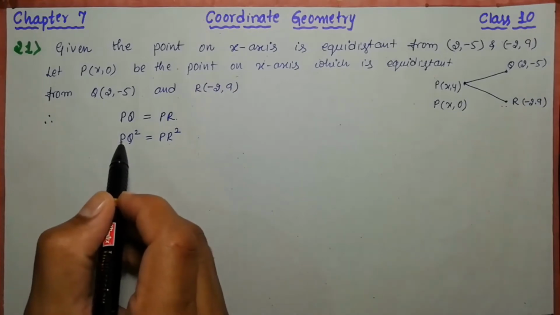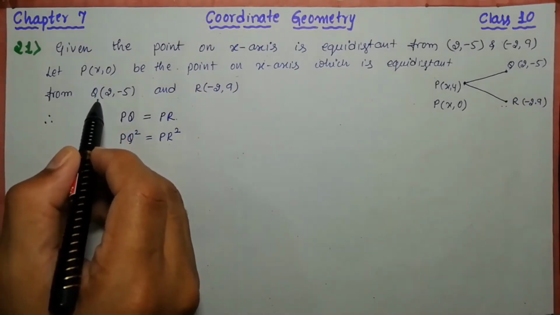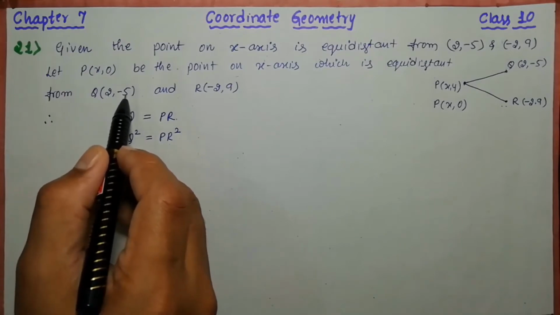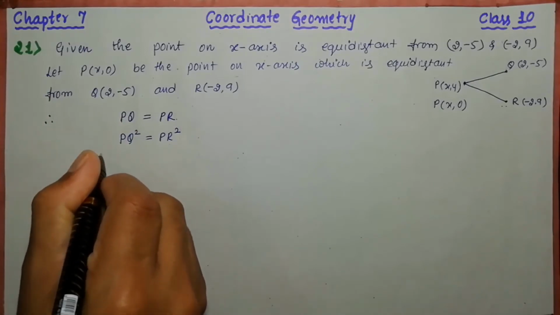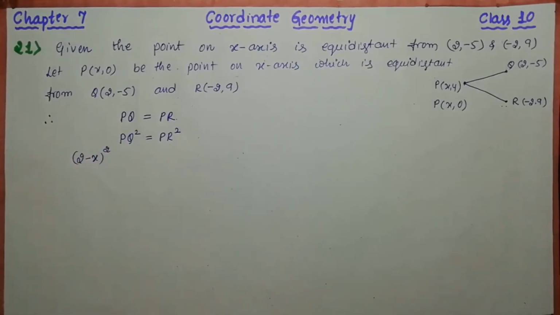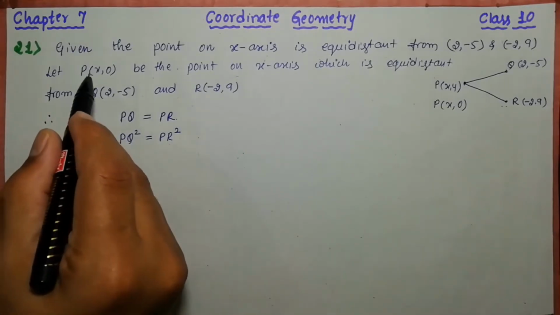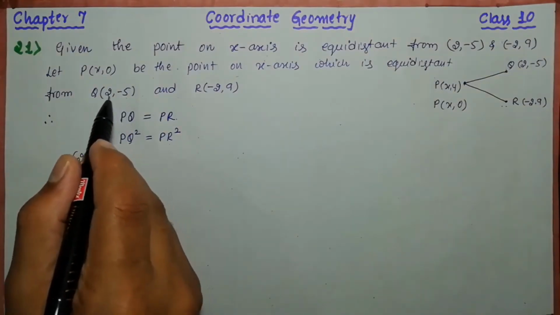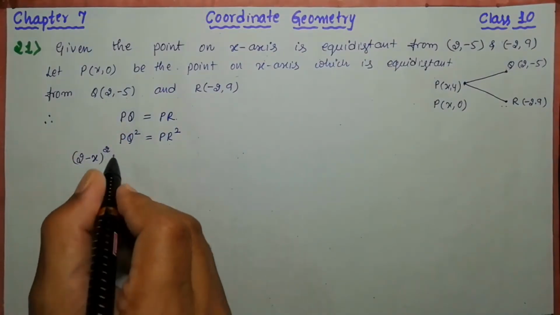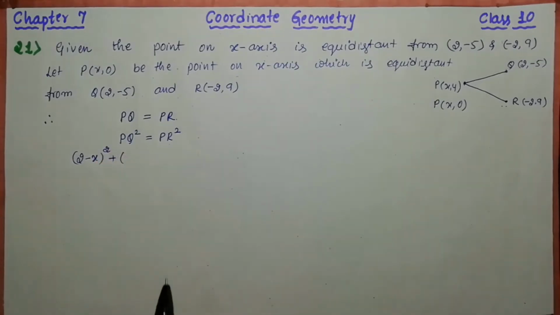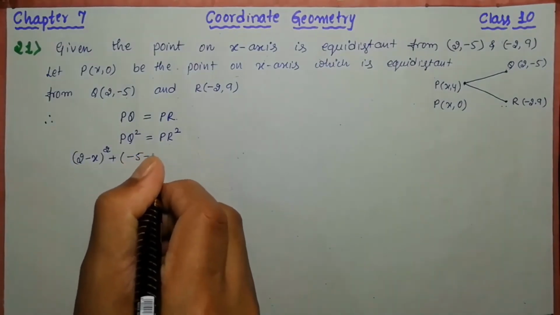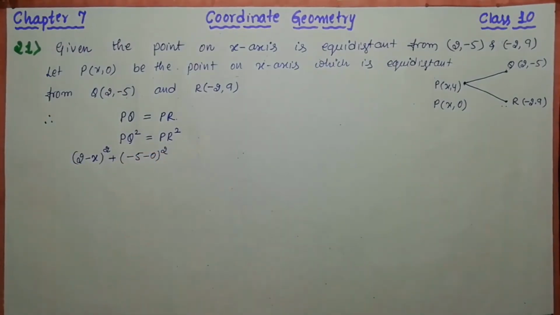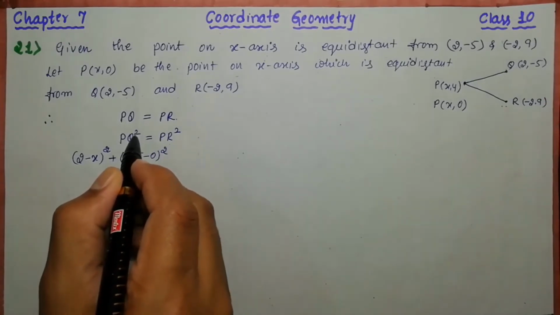Now look at here, distance from P to Q. Now P to Q, (x1, y1), (x2, y2), like this. x2 minus x1 whole square, it will become 2 minus x whole square. Now try to understand here. I'm going to apply the distance formula. So distance from P to Q means this is (x1, y1), this is (x2, y2), x2 minus x1 whole square, and then plus y2 minus y1 whole square, minus 5 minus 0 whole square. Don't write the square root because it is squared.